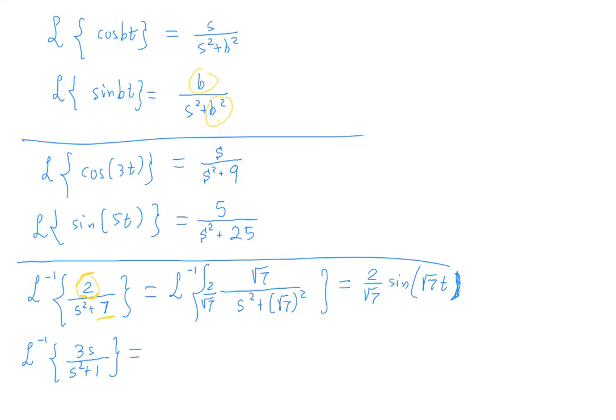This one is much simpler because it's s over s squared plus 1. The 3 is just redundant. This will be 3 cosine t. It's much simpler. Okay, and that's it. Questions, please.